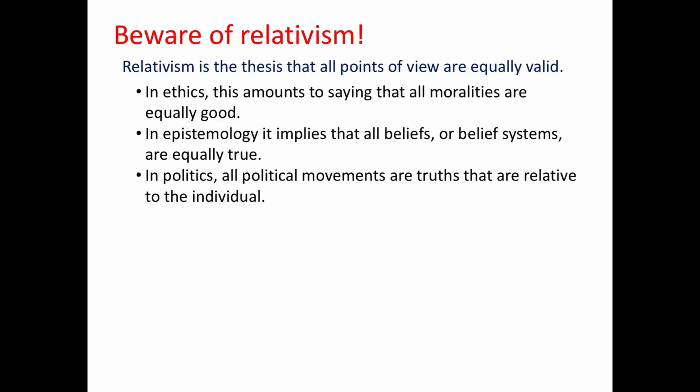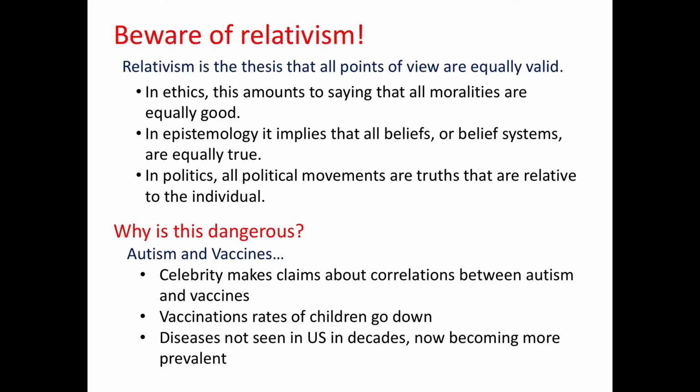Another example in politics or in political science is that all political movements are truths that are relative to the individual. Now, why is this dangerous? If we think about it in a scientific context, and we go back to the example of autism and vaccines, the correlation between the two, you may be aware of that from popular press. I have just a breakdown here of why this is dangerous and how it came about, a timeline.